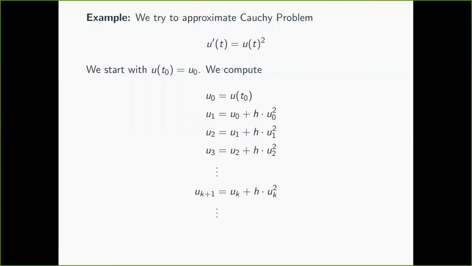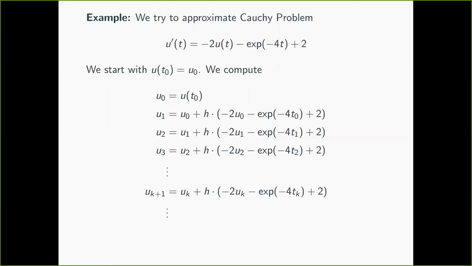Yet another example. Suppose we have the differential equation u prime of t is equal u of t squared. Okay, we start with u0. Then u1 is equal u0 plus h times u0 squared. u2 is equal u1 plus h times u1 squared. u3 is equal u2 plus h times u2 squared, and so on. Eventually, uk plus 1 is equal uk plus h times uk squared.